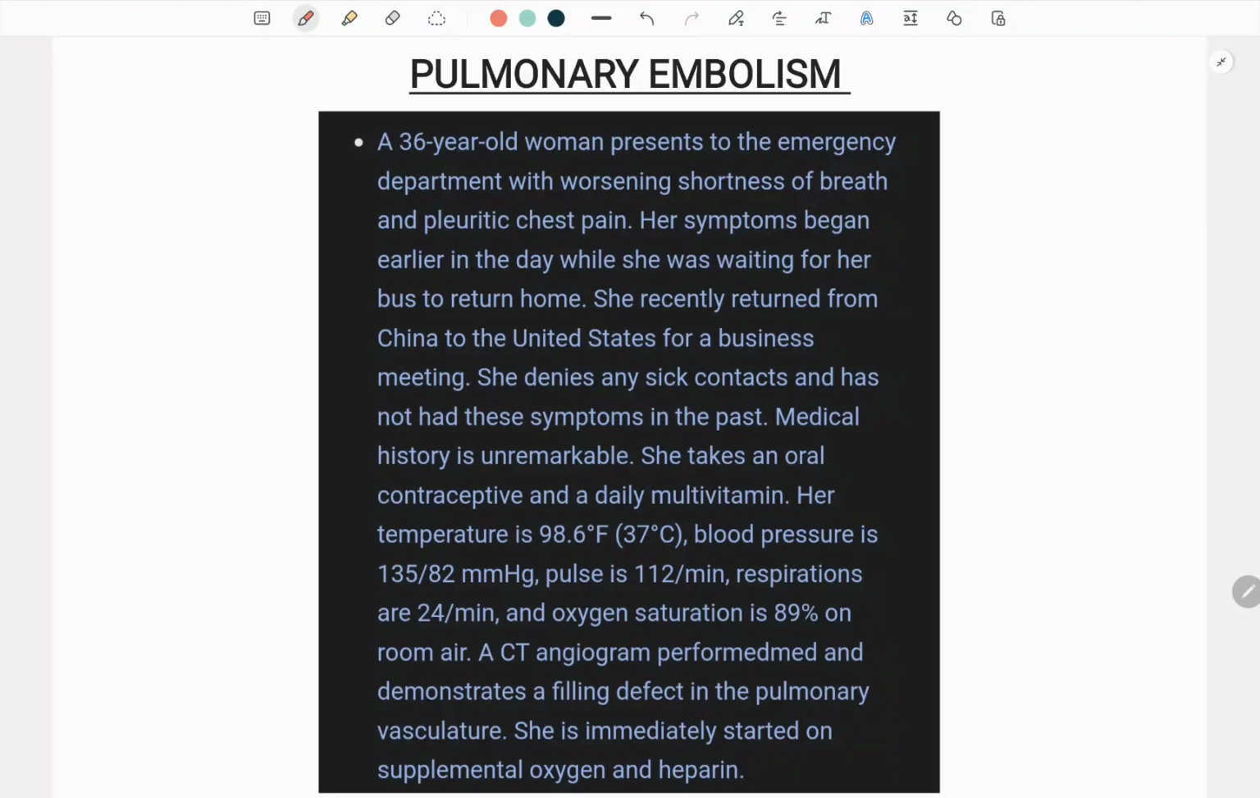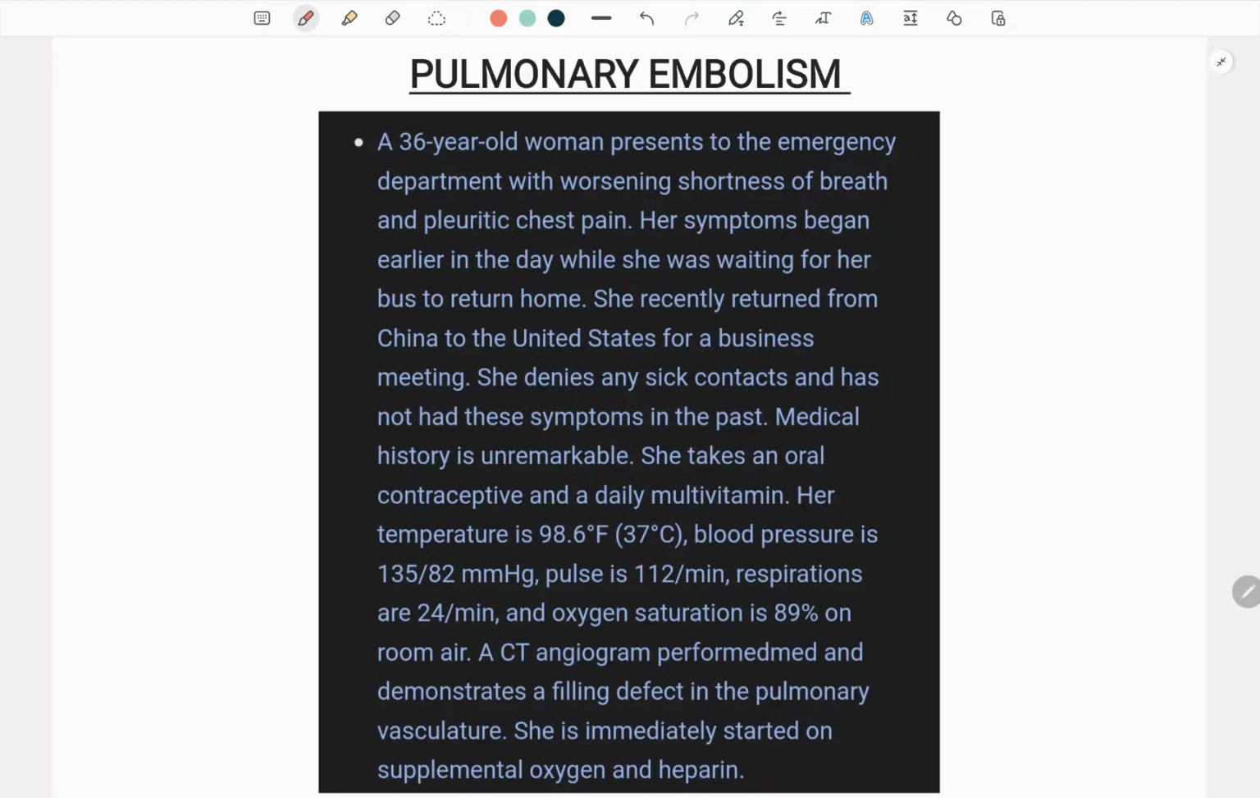She recently returned from China to the United States for a business meeting. She denies any sick contacts and has not had these symptoms in the past. Medical history is unremarkable. She takes an oral contraceptive and a daily multivitamin. Her temperature is normal, blood pressure 135/82, pulse 112, respiratory rate 24 per minute, oxygen saturation 89% on room air.